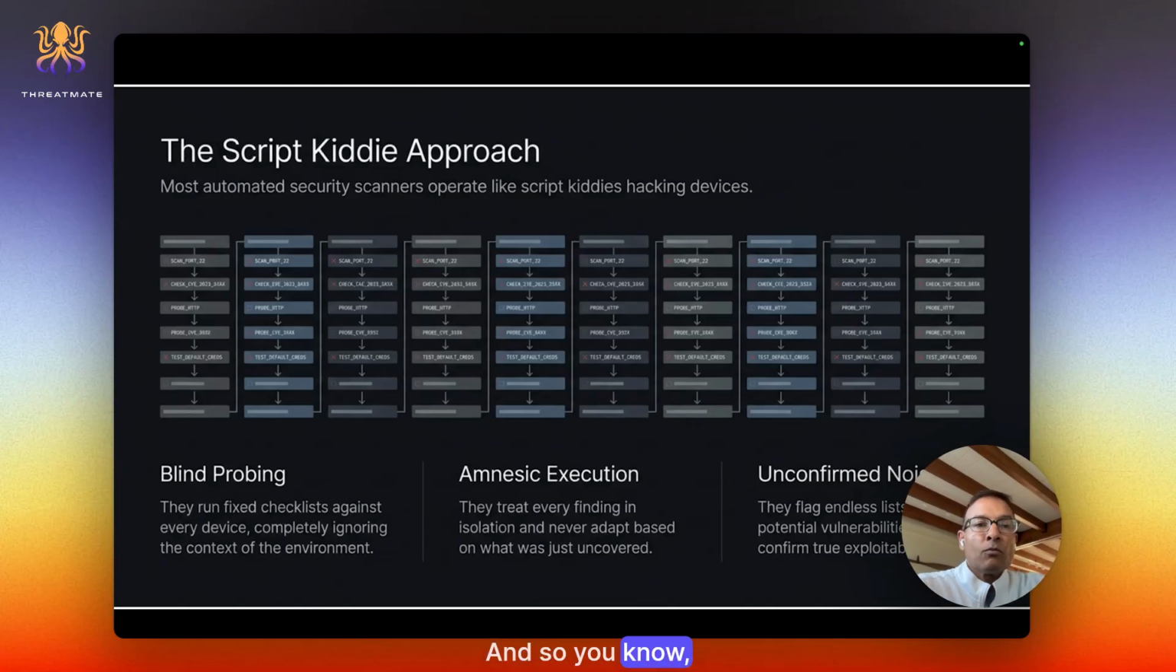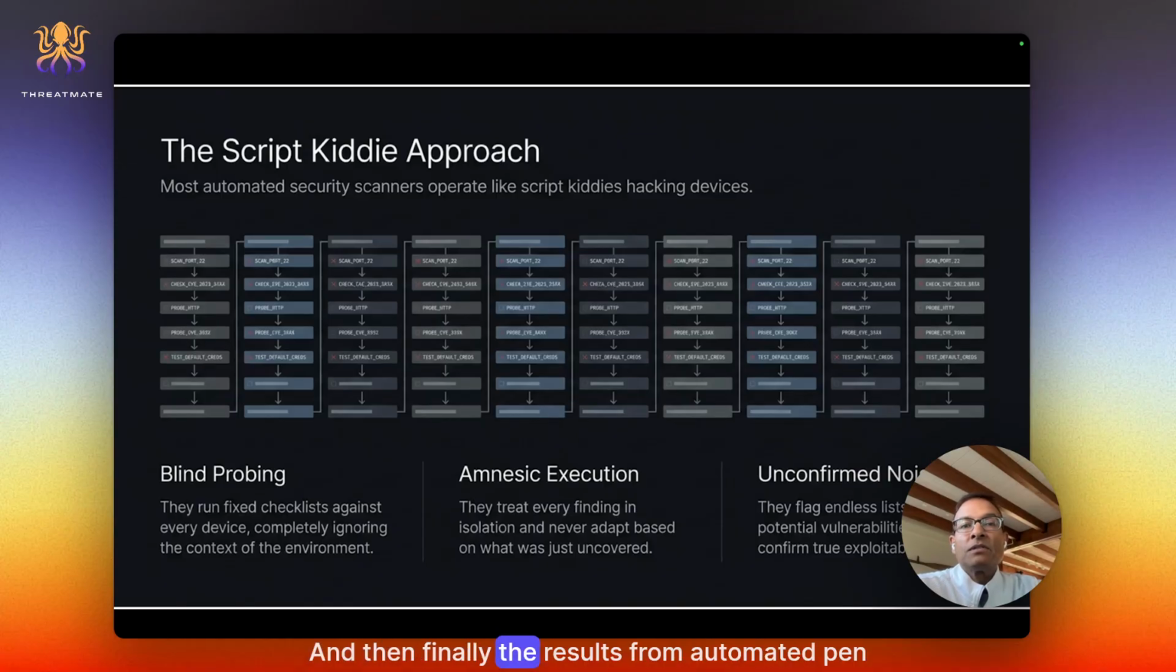And so, you would note with most automated pen testing approaches, they're running a fixed set, a checklist, if you will, fixed set of tests against every device. If they have any sophistication, they might differentiate between clients and servers, but largely they're ignoring the context of the environment. Another key thing is amnesic execution. And what this really means is every time they run a test, it's treated in isolation and there's no adaptation based on what they actually found.